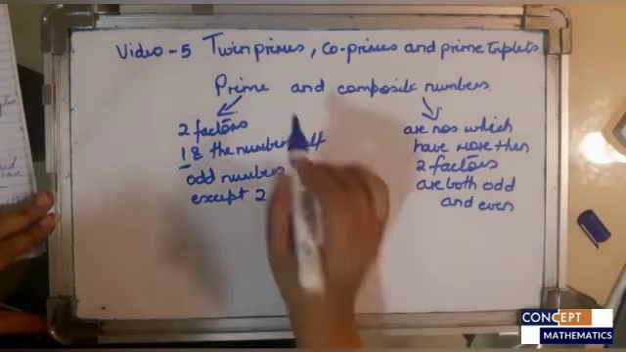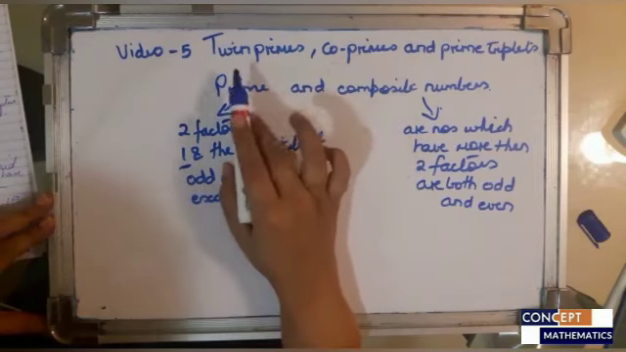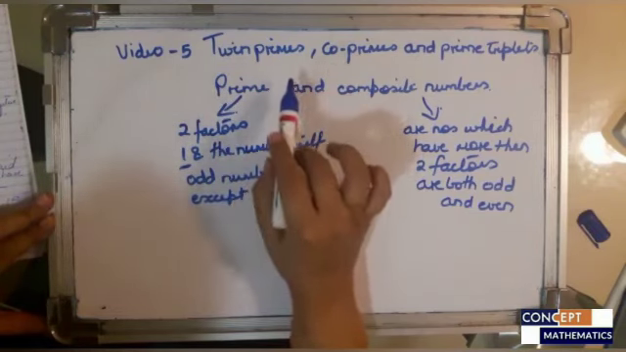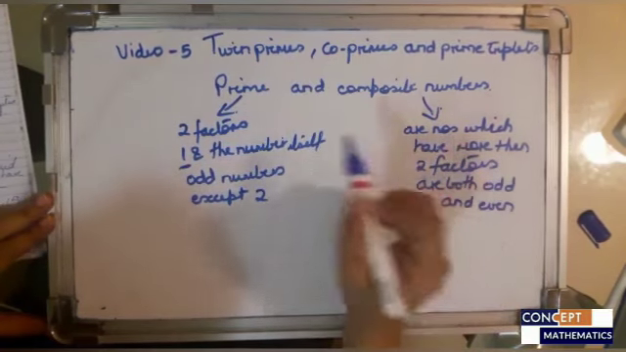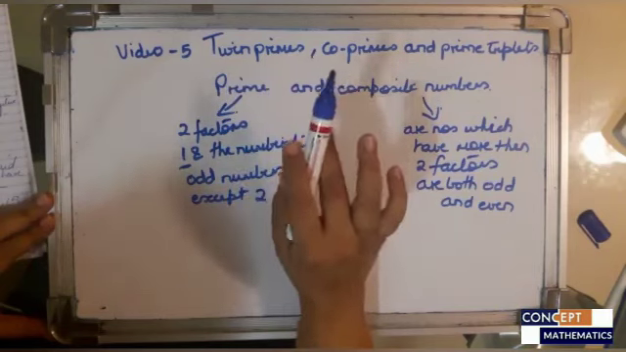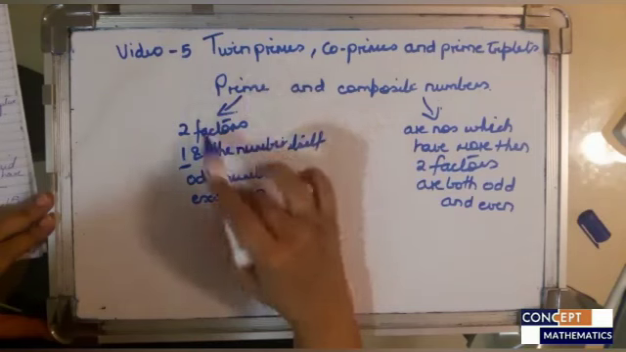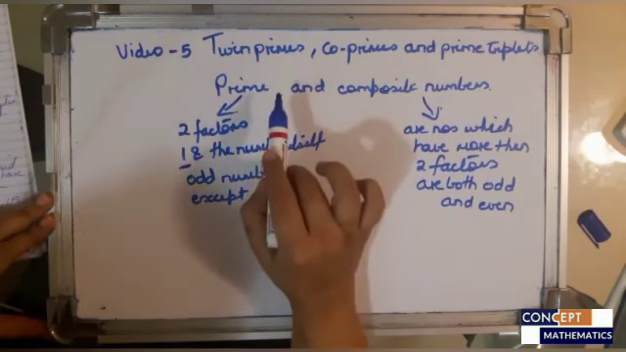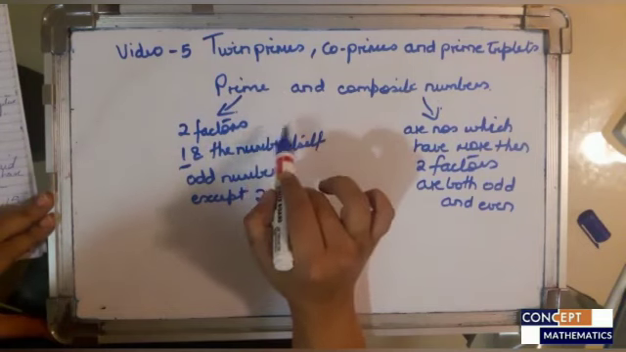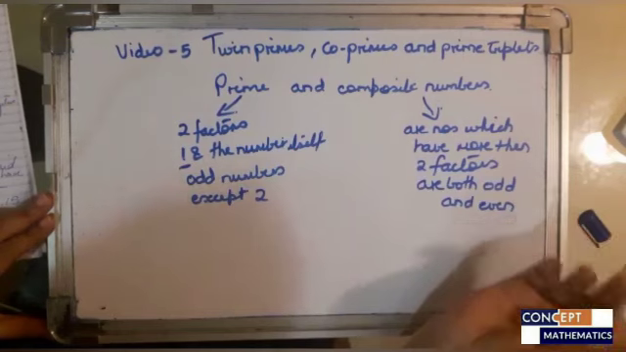Now when someone teaches prime, if twin prime, co-prime and prime triplets are not taught, then prime numbers are not complete. Therefore, I am making this video to complete prime numbers. You can say prime would feel bad if I don't introduce you to twin prime, co-prime or prime triplets.